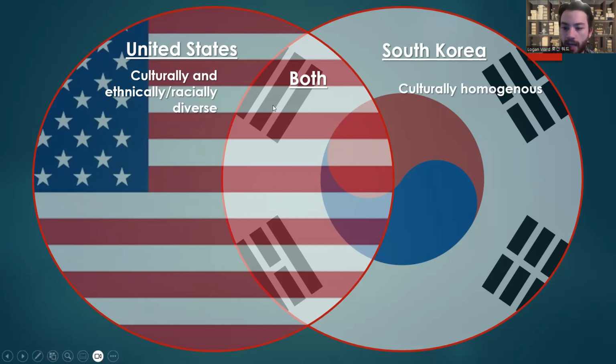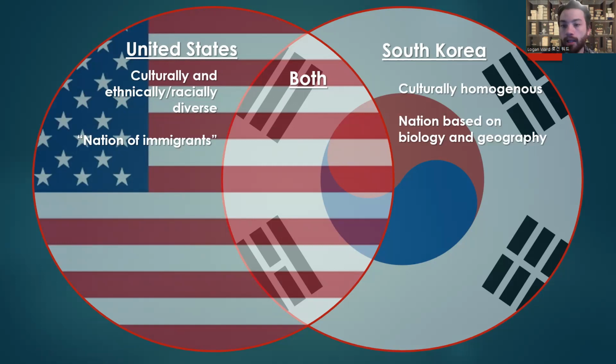And because of this foundational difference, there are some other branching differences here. So in the US, we have this myth of the nation of immigrants that we get behind or are supposed to be getting behind. That's being challenged more recently, but that's something you probably learned in school. I know I did. Whereas in South Korea, they don't have that kind of mentality. Their idea of the nation is based on their shared biology or shared heritage as Korean people and people who have lived on the peninsula for a very long time, right? So it's more based on that biology and geography that they share.